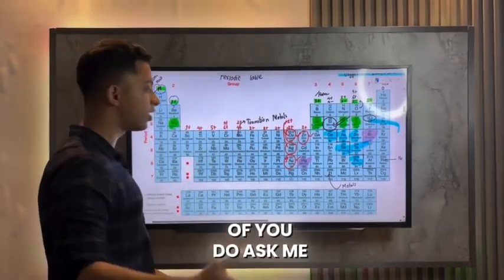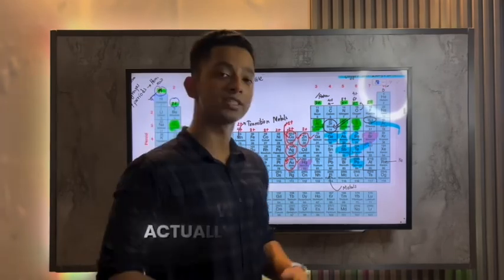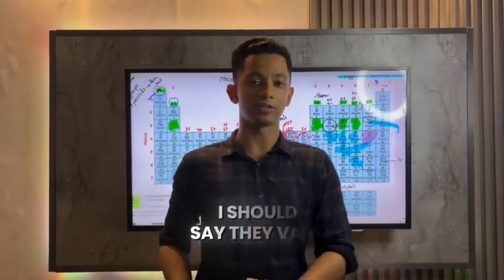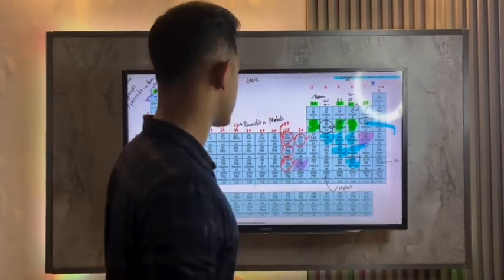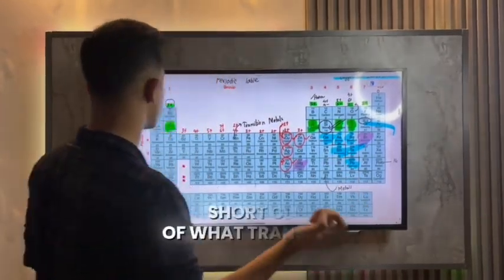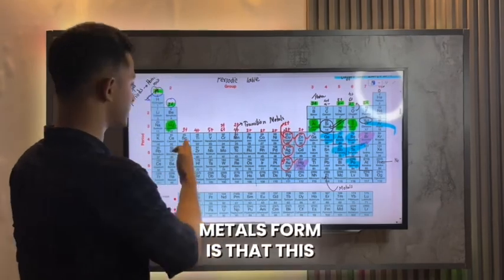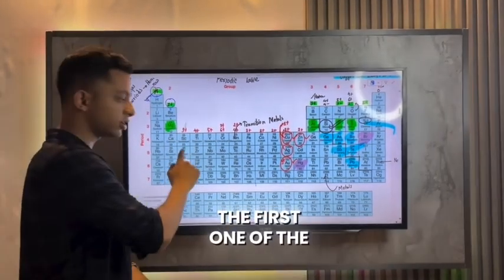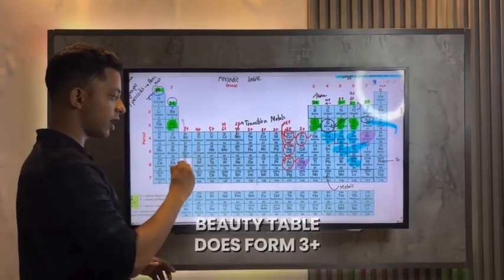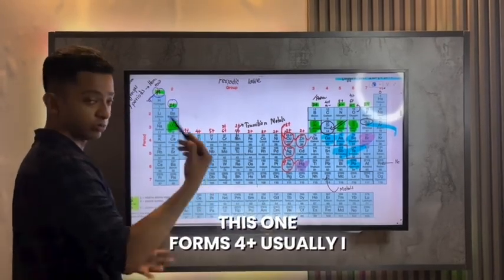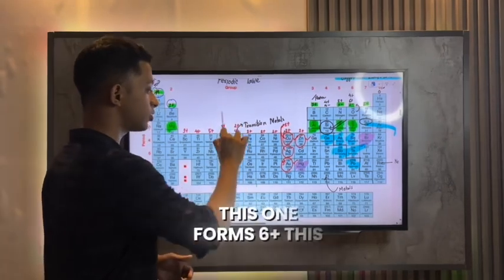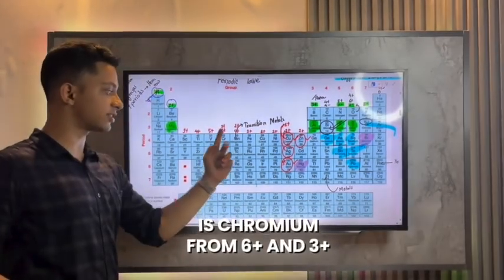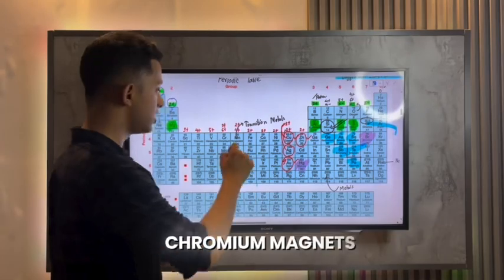Now many of you do ask me about the transition metal charges, which are actually very variable, I should say. They vary because they do not have fixed charges and they tend to form many things. But if I give you a short clip of what transition metals form, the first one of the periodic table does form 3 plus. This one forms 4 plus, usually I would say, but they can vary as well. This one forms 5 plus. This one forms 6 plus. That is, chromium forms 6 plus and 3 plus. These are the two charges of chromium.